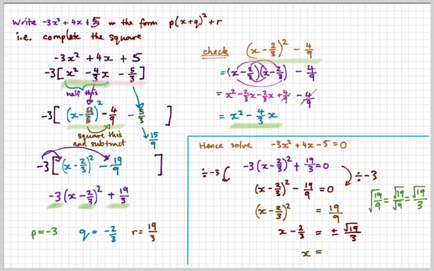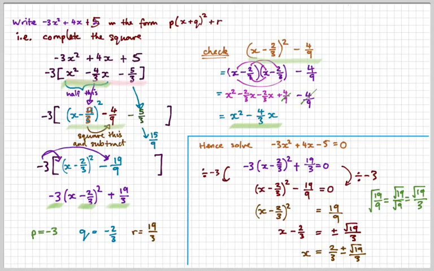Now at this stage you could add 2 thirds and then you get the final answer, x is equal to 2 thirds plus or minus the square root of 19 over 3. So this would be the final answer if we were solving the quadratic minus 3x squared plus 4x minus 5 equals 0, using completing the square. Okay?